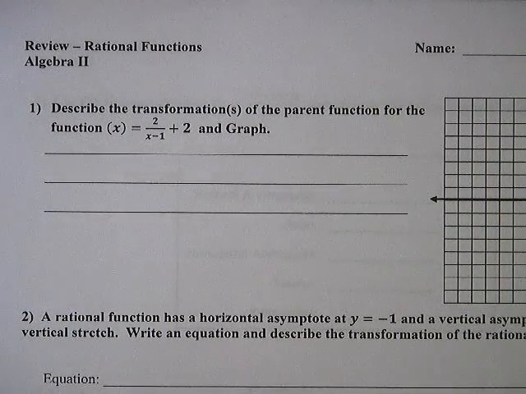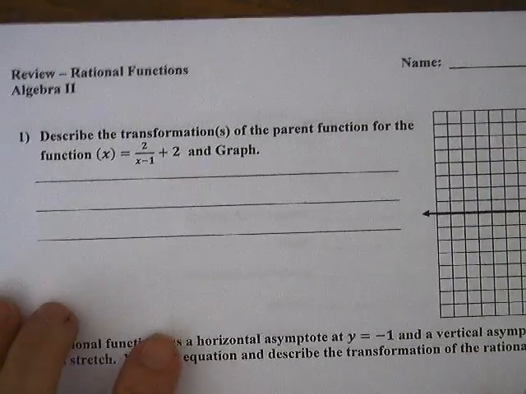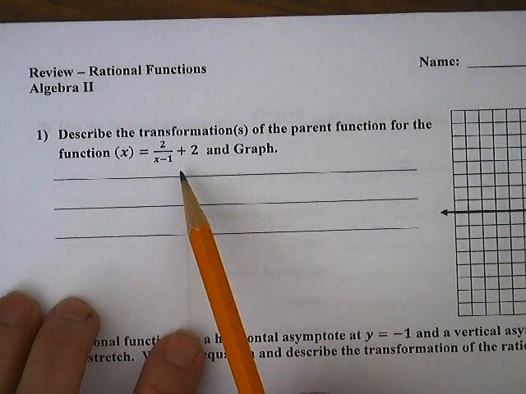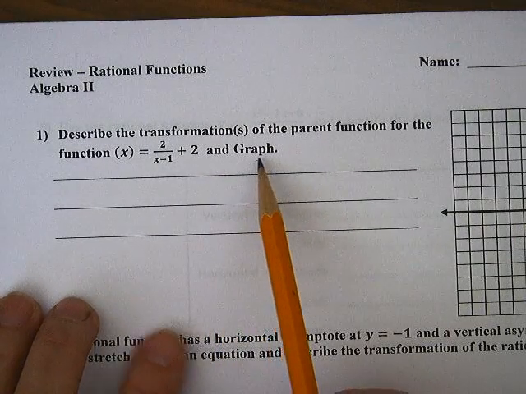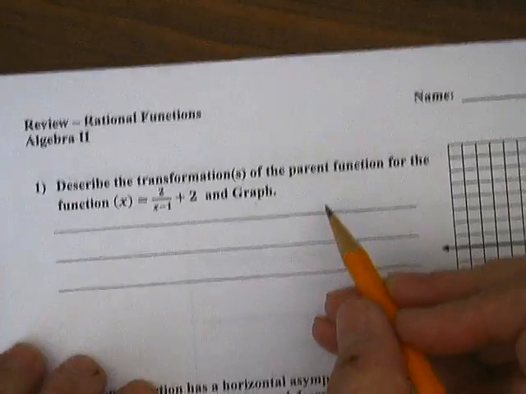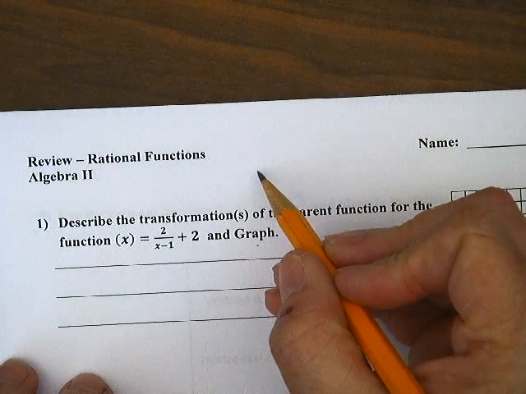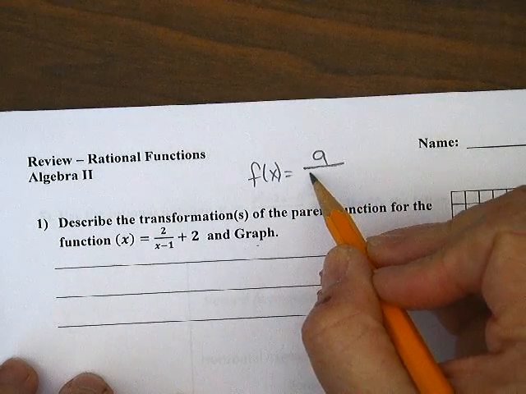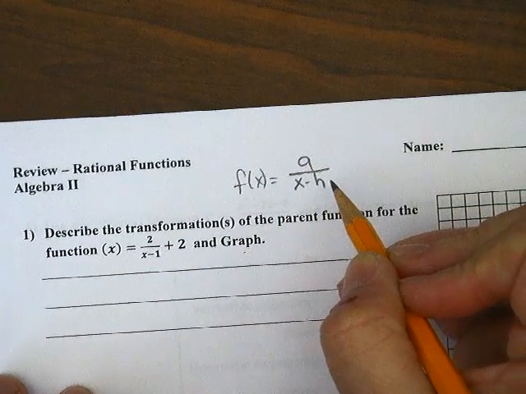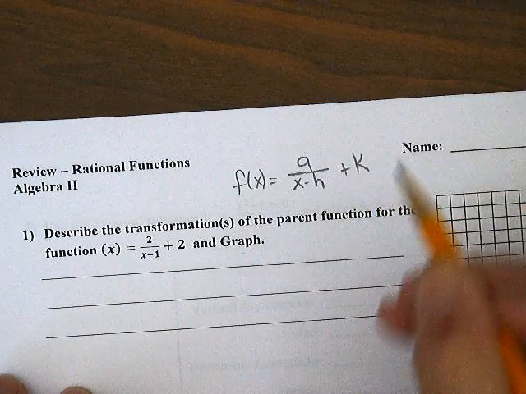Okay, let's get started on the review for rational functions test. On our first problem, we need to describe the transformations as well as graphing it. I'll make sure you're doing both parts. So our transformation of function looks like f of x equals a divided by x minus h plus k.